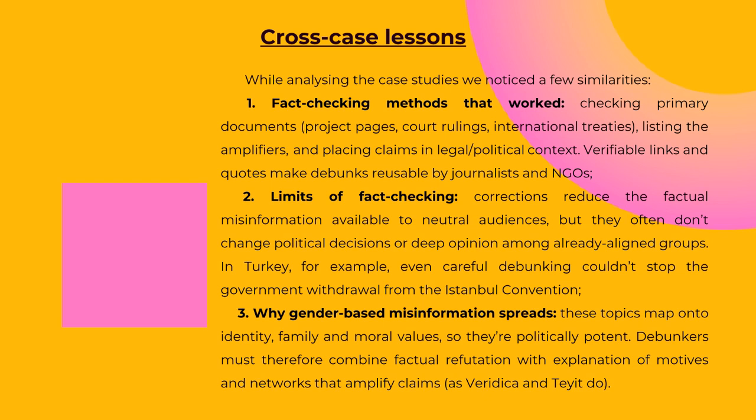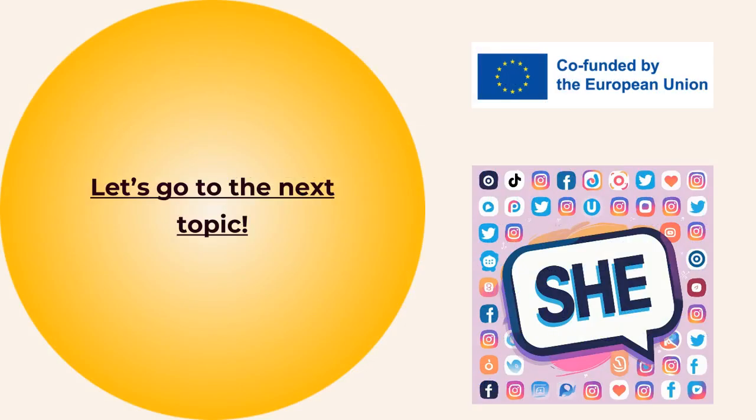However, fact-checking has its limitations. Although corrections reduce the factual misinformation, they often don't change political decisions or radicalized opinions. Gender-based misinformation spreads because these topics map onto identity, family, and moral values, so they are politically potent. Read the whole text to learn more. Let's go to the next topic.